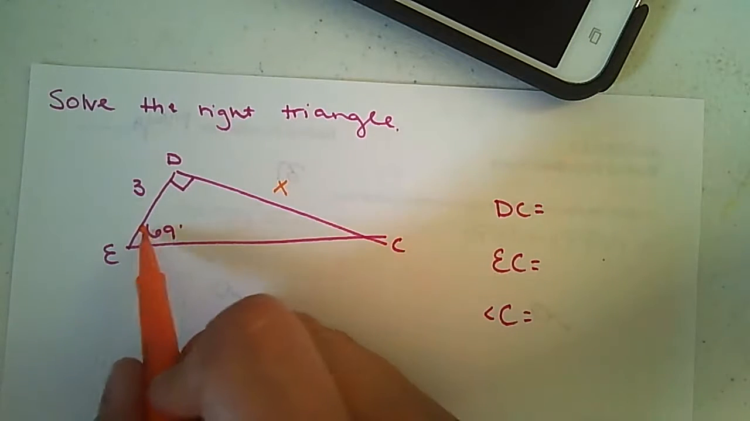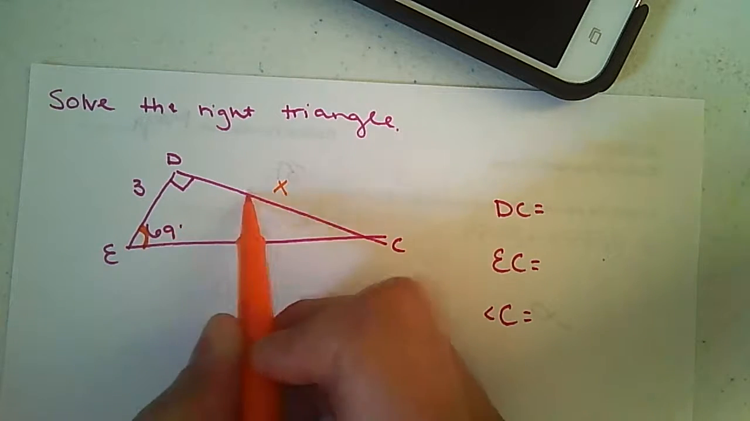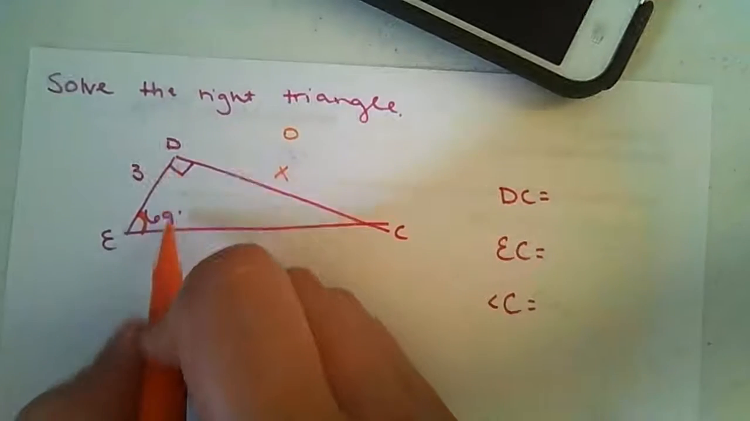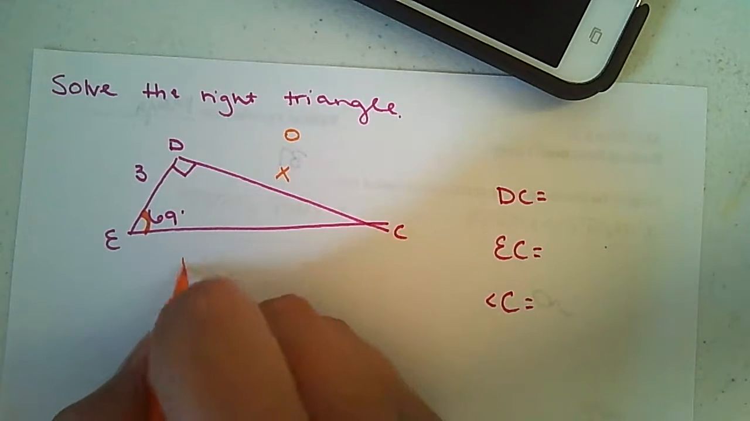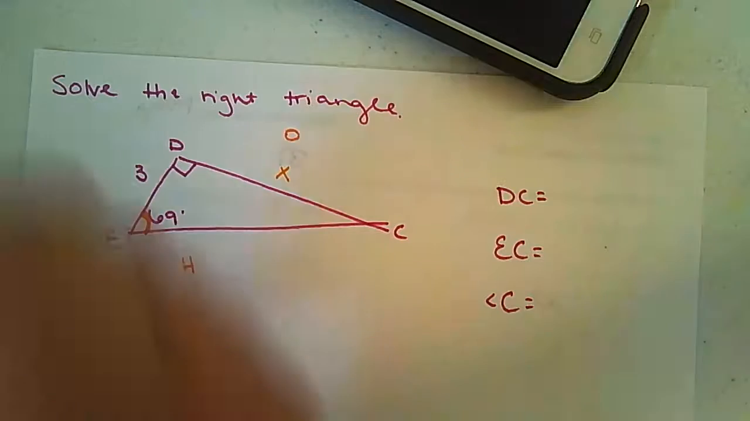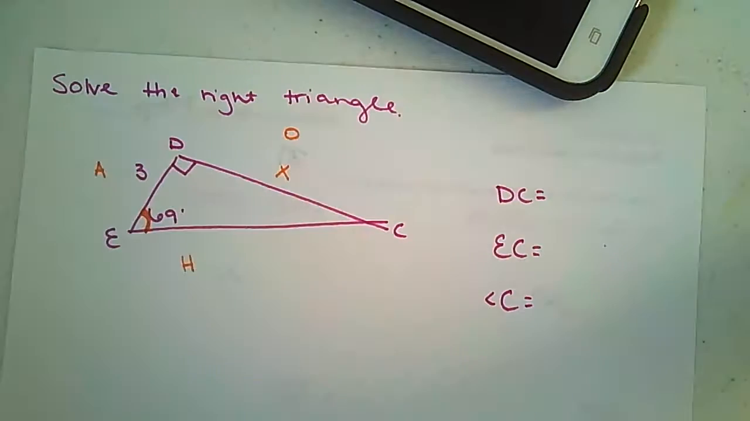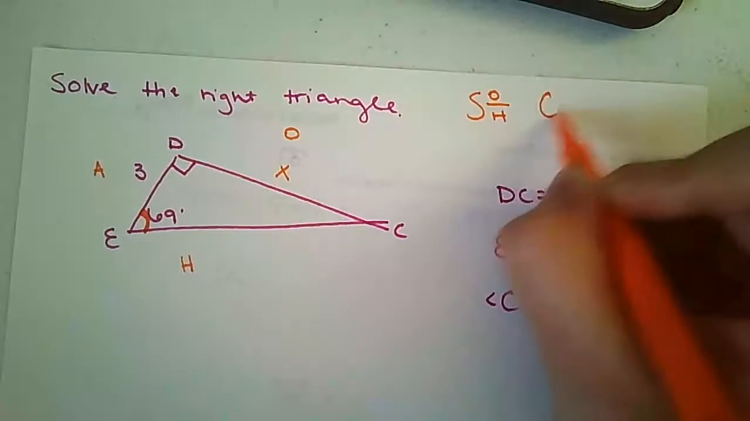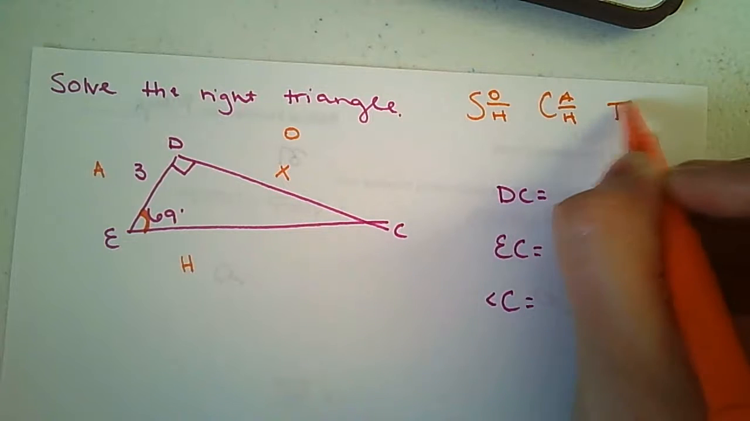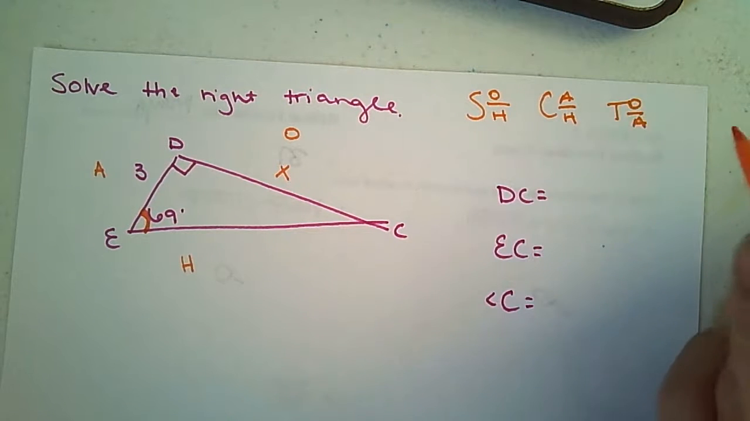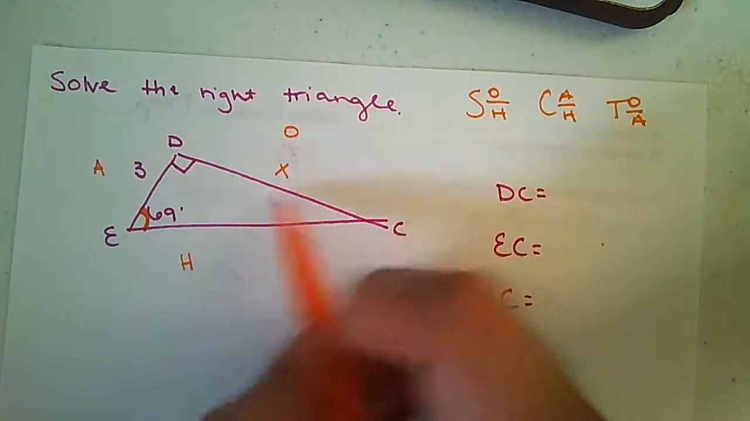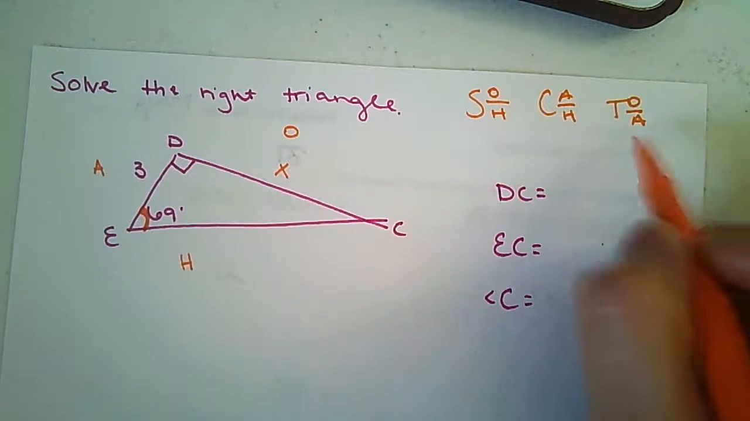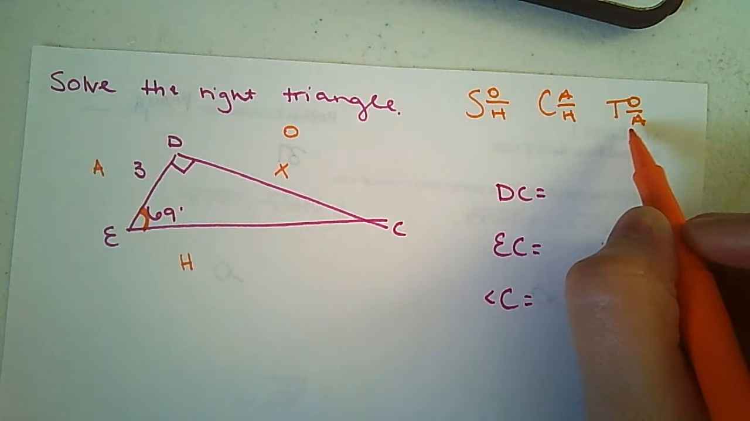So we know the side across from the angle we're looking at is our opposite. We know the side across from our right angle is our hypotenuse. And then the one left over is our adjacent. All right, and in this case, we want to find our O, and we know our A. So O and A means we're going to use tangent.